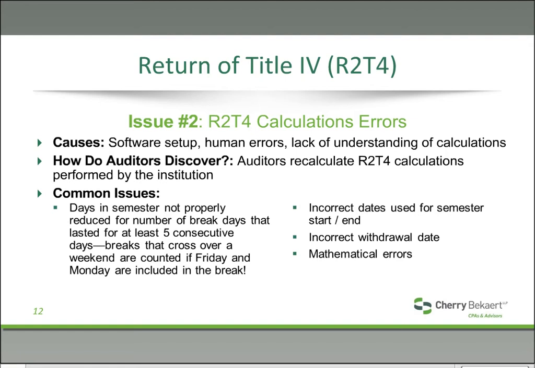So that can create a difference, depending on whether you're starting class on Monday or not, between a two-day break versus a five-day break. So again, if you get that wrong, you've essentially calculated everyone wrong for the semester. A lot of these mistakes impact the entire population of students that you're processing. So that's why we see this more commonly as an error.